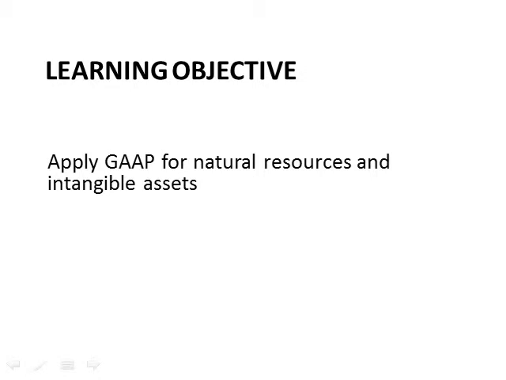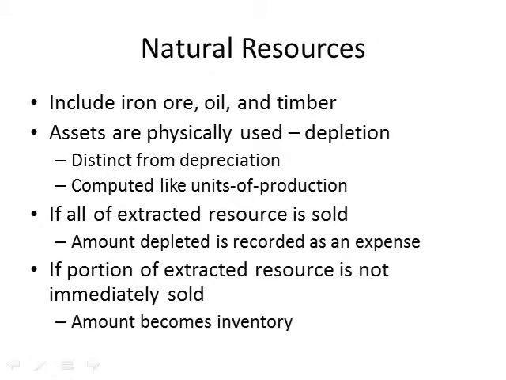Our next learning objective is to talk about how we apply generally accepted accounting principles for natural resources and other intangible assets. Natural resources are long-term assets of a special type, such as iron ore, petroleum, oil, and timber. These resources are often called wasting assets because, in contrast to property and equipment, they are actually physically used up over time. The process by which this occurs is called depletion.